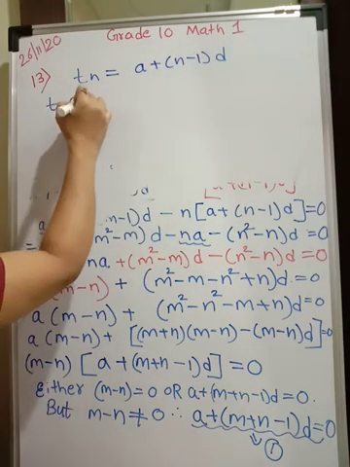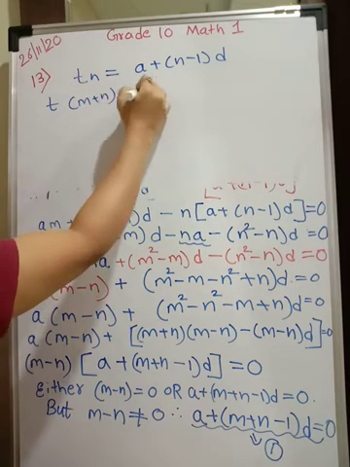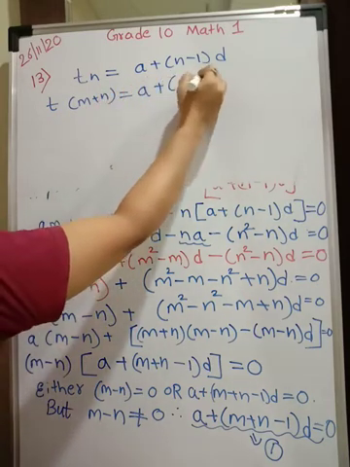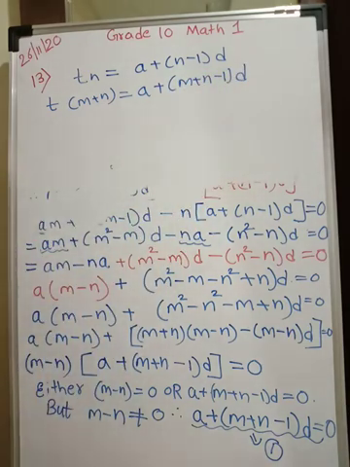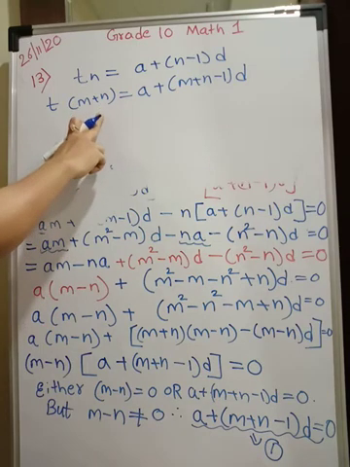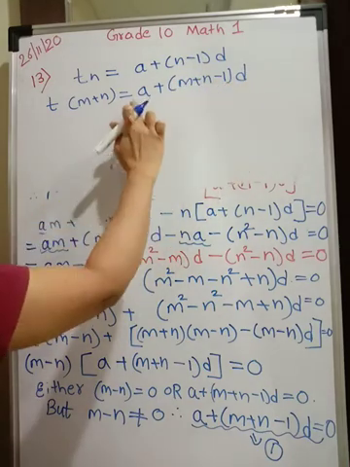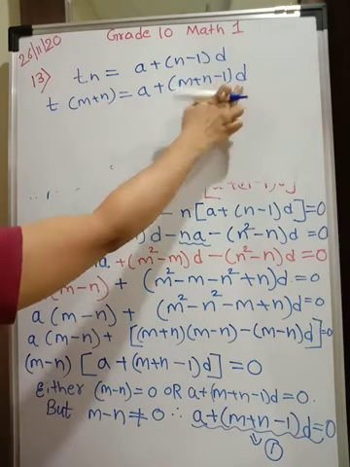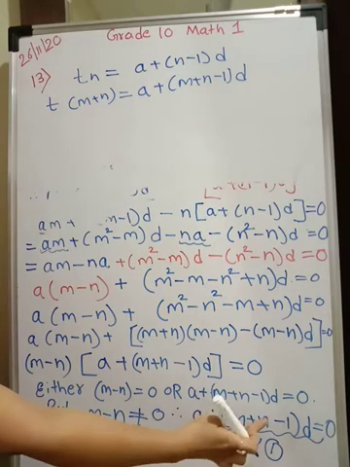What will be Tm plus n? Wherever there is n, it will be m plus n. It will be equal to a plus m plus n minus 1 into d. Is it not? And your question is, show that m plus nth term, that is Tm plus n of the AP is 0. We have to show this as 0. Now look very carefully at your right hand side. A plus m plus n minus 1 into d.